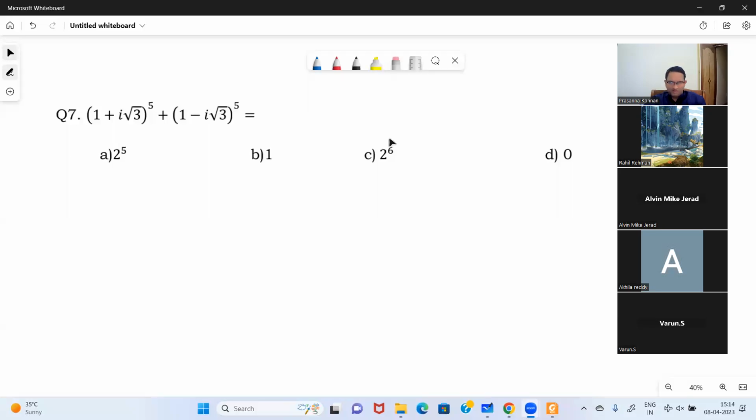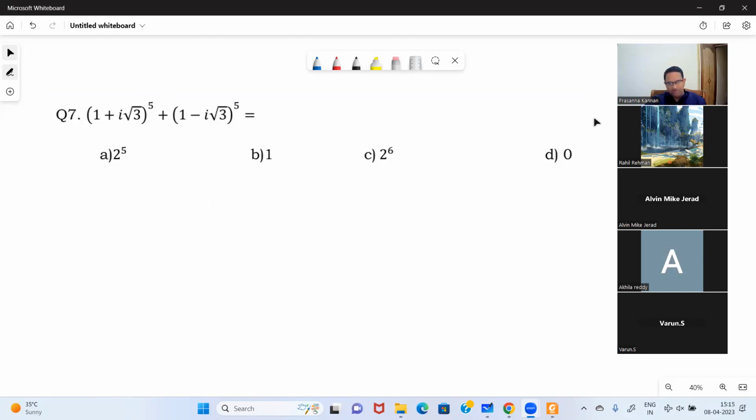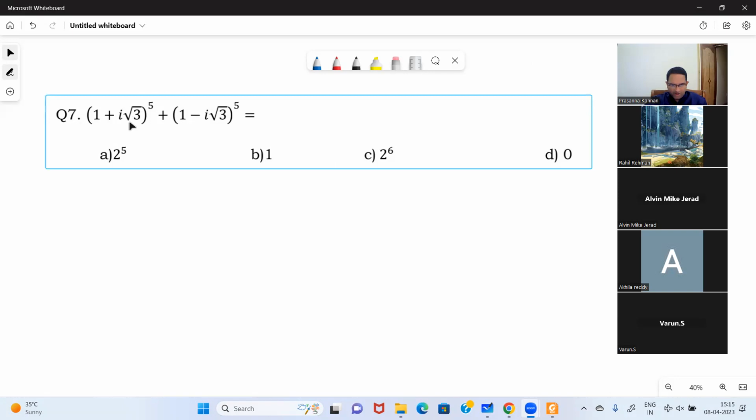Okay, as you can see this question, (1 plus i root 3) power 5 plus (1 minus i root 3) power 5, we need to find out the value, right? So the normal way of doing it is to write this z in polar form, r theta form, r into cos theta plus i sin theta. Similarly, write this also in that form. Then you raise it to power 5. You will apply a theorem called De Moivre's theorem. Then you will subtract.